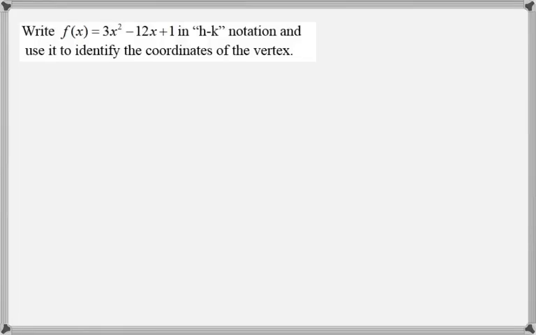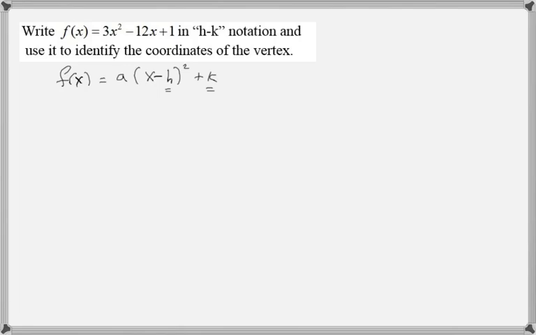Here it's useful to remember what HK notation actually is. If you have a quadratic function, f of x is, in this case, ax squared plus bx plus c. In HK notation, this is going to look like a times x minus h quantity squared plus k. And then if I have this, I can read off the coordinates of the vertex. The vertex would be at h comma k.